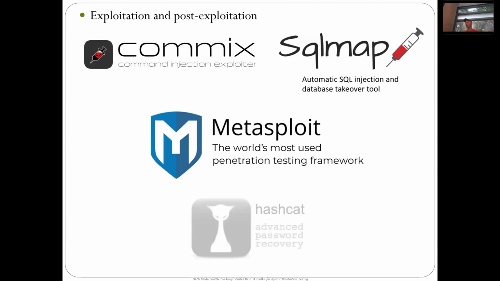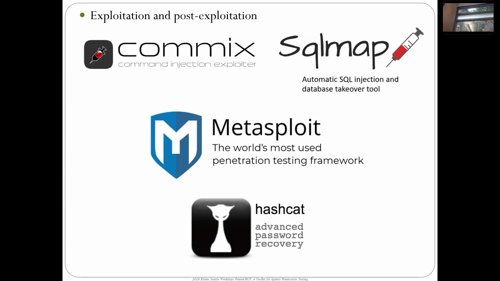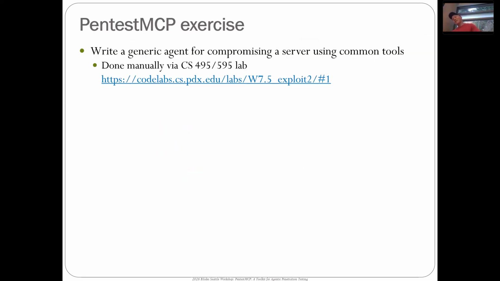And then maybe after you've exploited it, you're going to do some post-exploitation, sort of pivoting to find other credentials, to escalate your privileges and do this sort of thing. So if you come across some password hashes, maybe you want to run Hashcat to up your privilege levels and increase your access on the target. So that's what you'll be doing. This is the PentestMCP exercise. The idea is to write a generic agent for compromising a vulnerable server using common penetration testing tools.